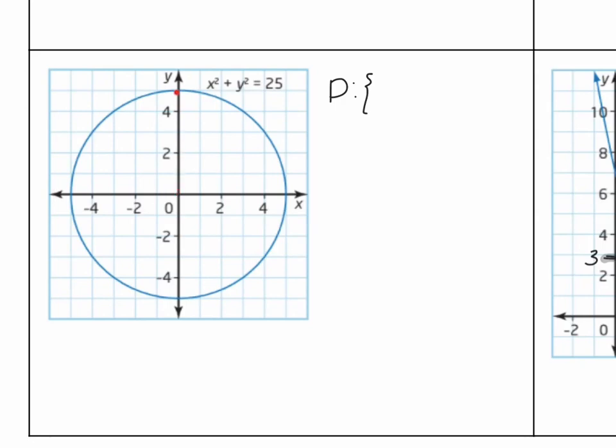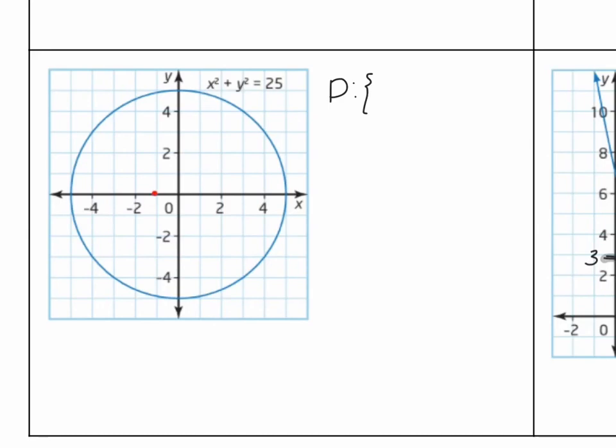Can x be 0? Yep, it hits the relation at 2 different points. How about 1? Yes, it can be. 2, yes. 3, yes. 4, yes. Can be 5. Yes, the point (5, 0) is on there. How about 6? No, it cannot be 6.